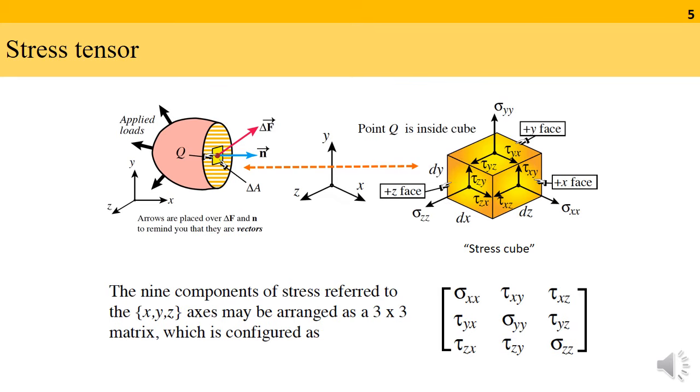By that logic, a vector depends on one direction component, so we can also call it a first order tensor. A scalar, which has no directional dependence, is actually a zeroth order tensor.